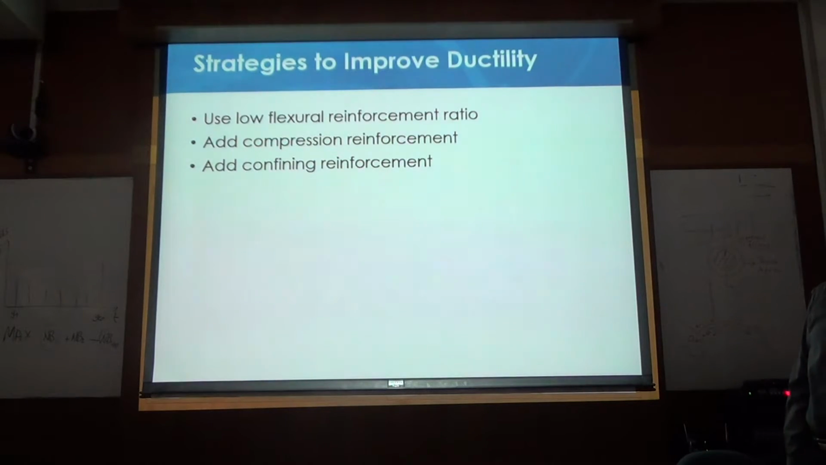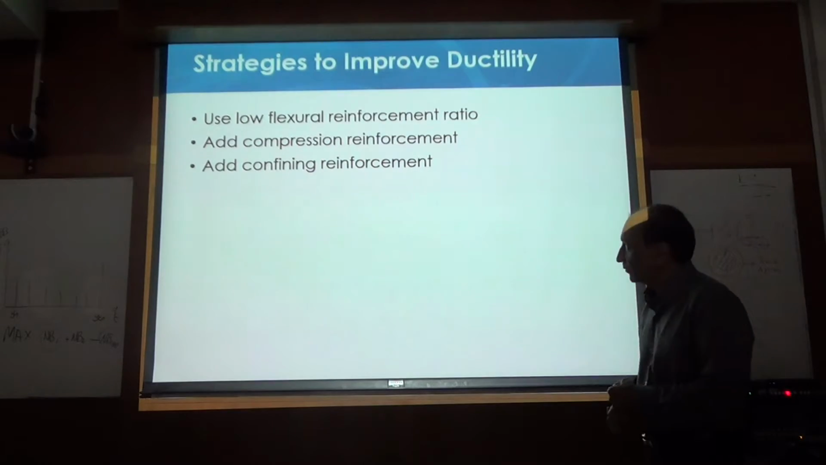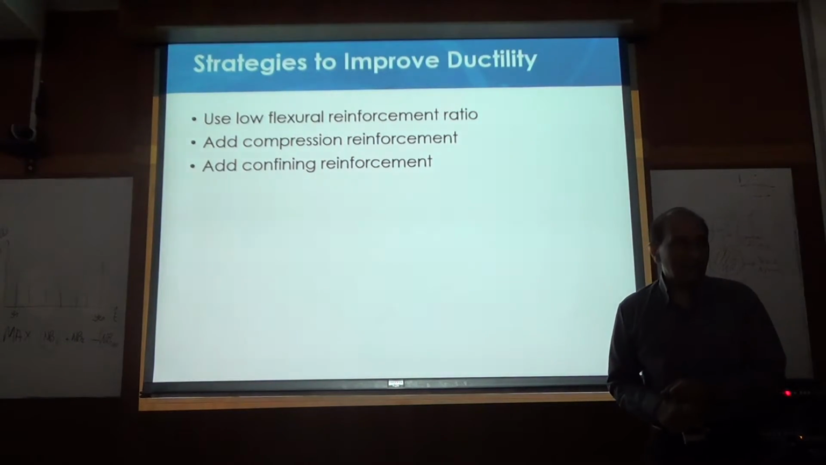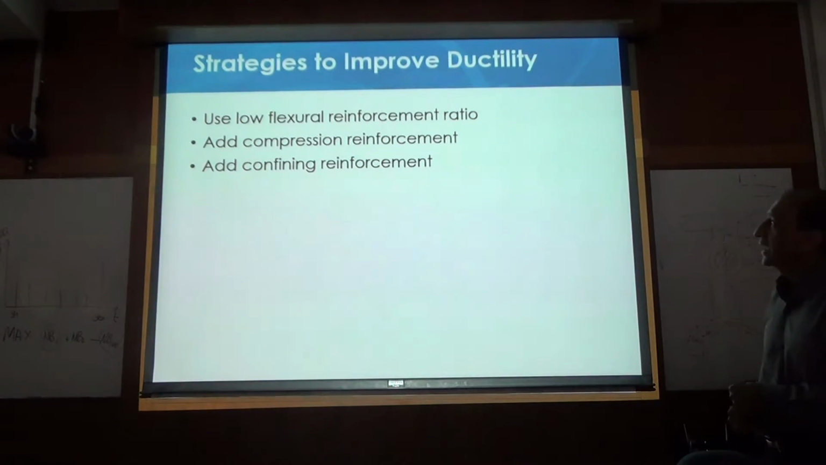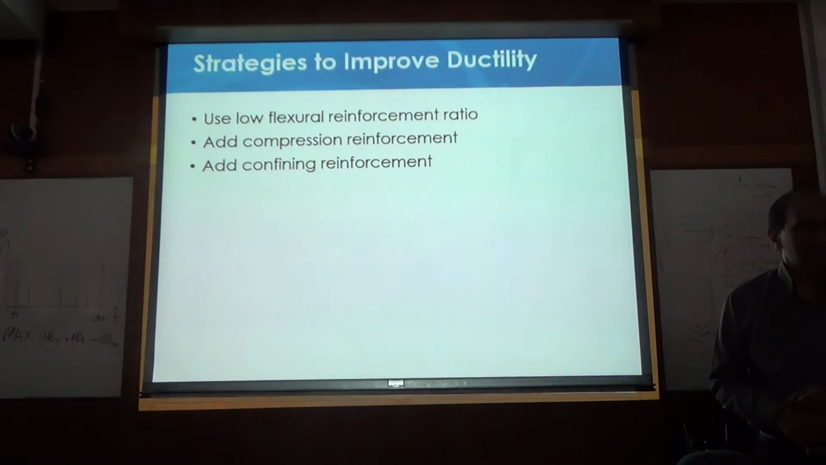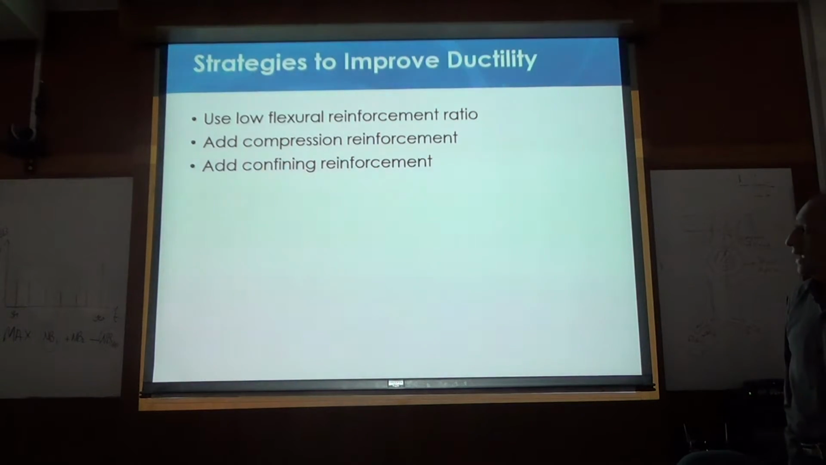So strategies to improve ductility: use as low a reinforcement ratio as possible, add compression reinforcement as much as possible, add confinement reinforcement, right? That's how you manage ductility. And all of that can be studied through the moment curvature curve.